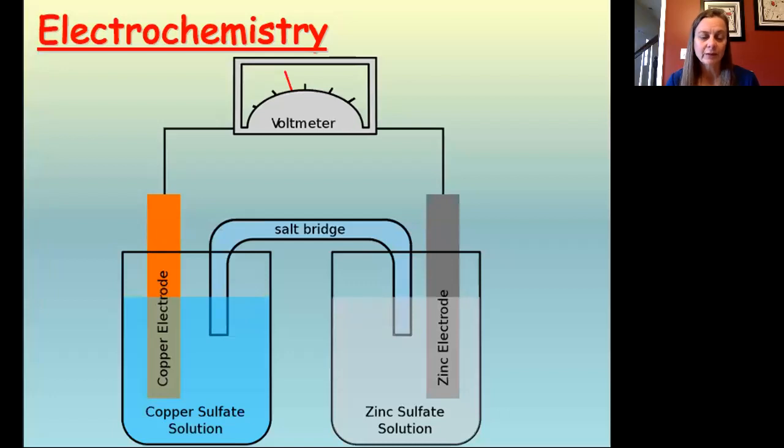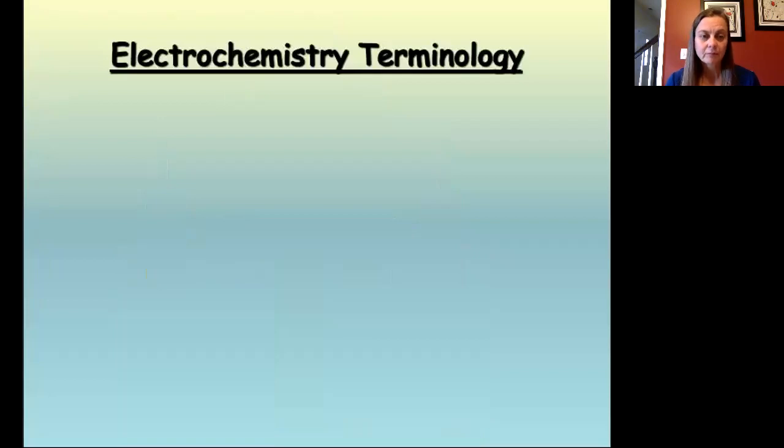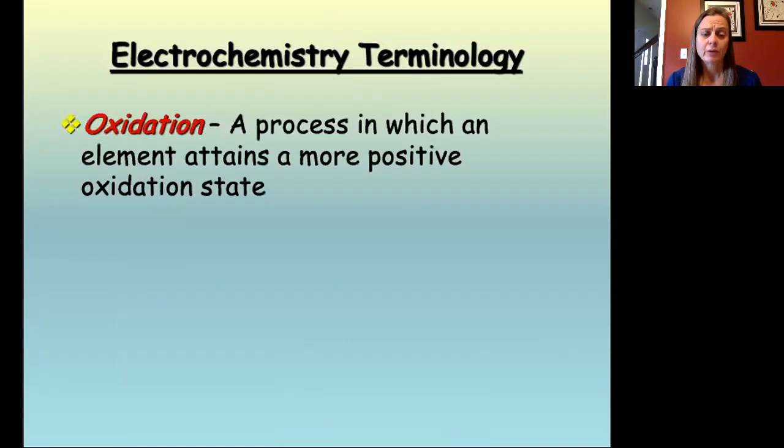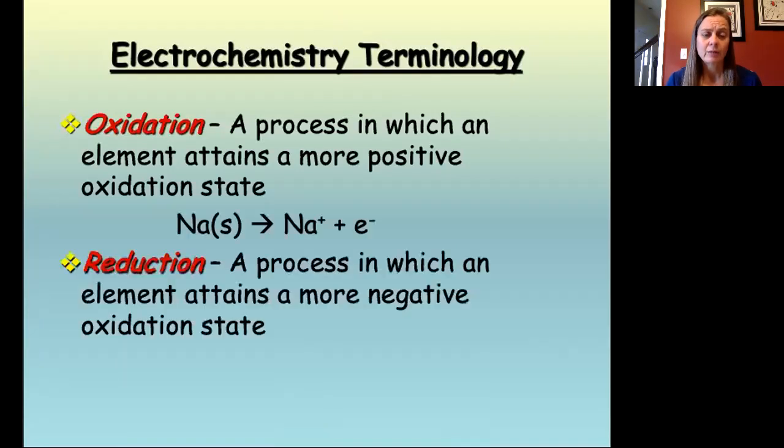Okay. So electrochemistry. We're going to do a quick review of some terminology that should sound familiar to you. And I will also make a separate video for you reviewing oxidation states so that we can remember how to assign those. So when we talk about electrochemistry, we have two really important terms, and those are oxidation and reduction. When we talk about oxidation, we're talking about a process in which an element attains a more positive oxidation state. Or another way of putting that is that we are talking about a process where an element or an ion loses an electron. So we can remember losing electrons is oxidation.